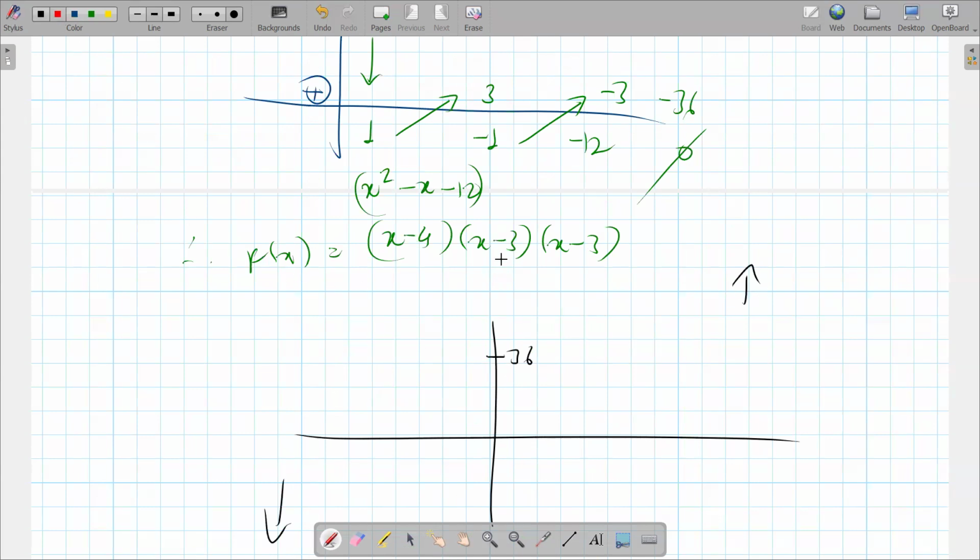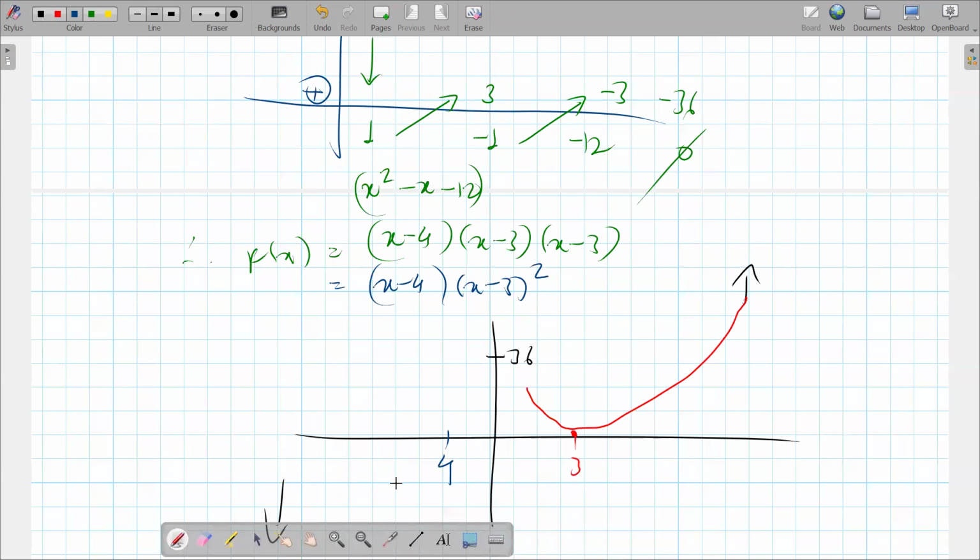And our x-intercepts are at 3. It's a repeated root, so it's going to bounce back, because I should have written this as x minus 3 squared. So x minus 4 times x minus 3 squared. So we know that at positive 3, it's going to bounce back. 4 is here. So here's our curve. It goes through here, and then bounces back up.